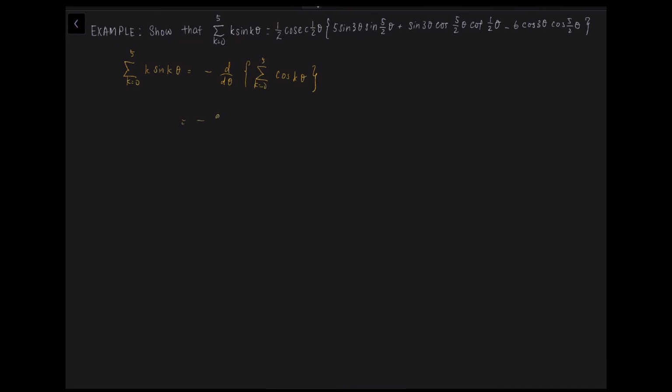So from the previous example, we have found that the sum of cos k theta is sine 3 theta times cos 5 over 2 theta times cosec half theta. So what we have to do is just differentiate this expression, and we can obtain the final answer.